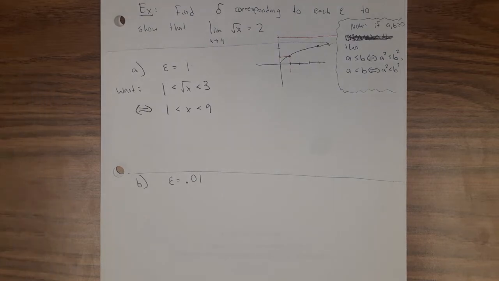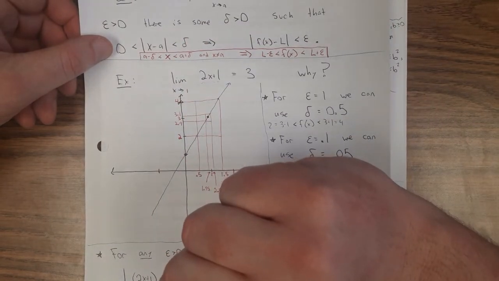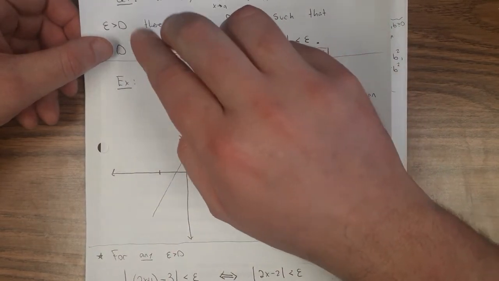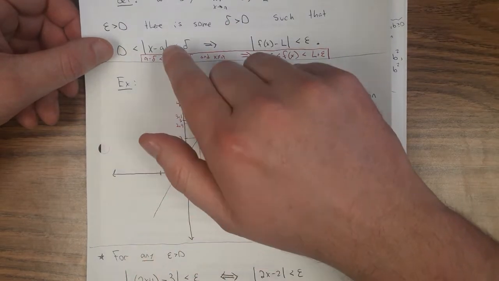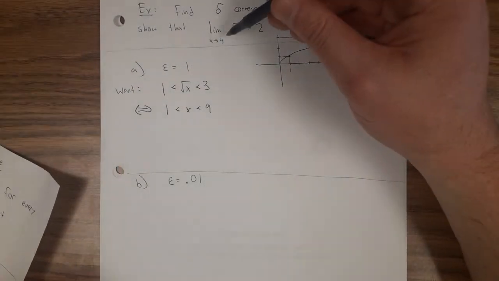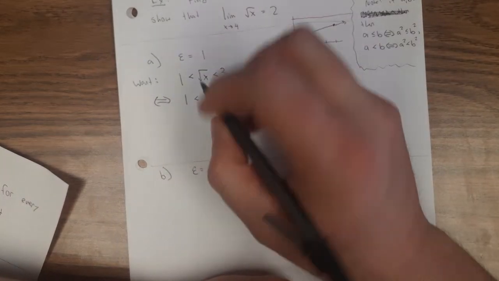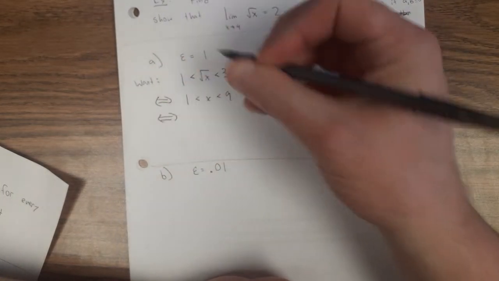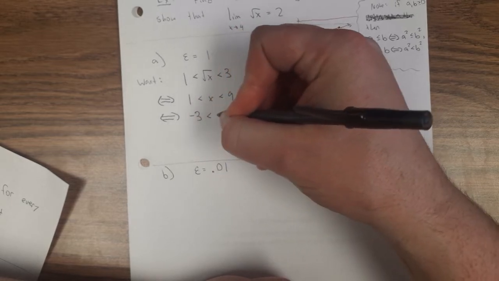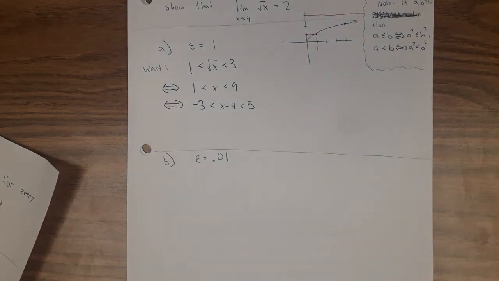But what do I really want for my final answer? I need to translate this into this type of statement. So there needs to be absolute values involved, but before that, let me talk about subtracting a. What is a here? A would be 4. A is the number that x is approaching. So what if I just subtract 4 from everything? That's something I'm allowed to do. So x minus 4 is in between -3 and 5.